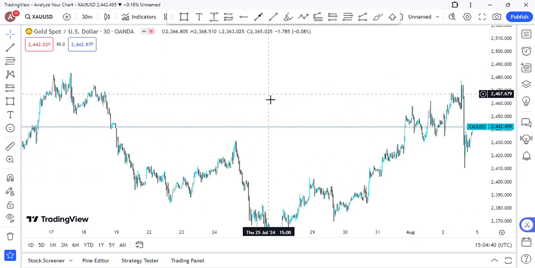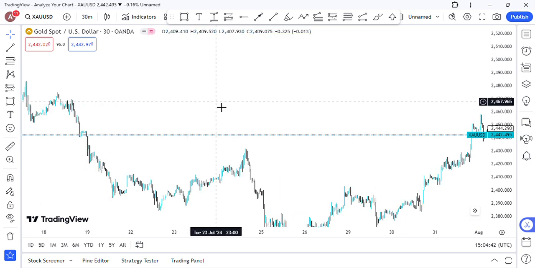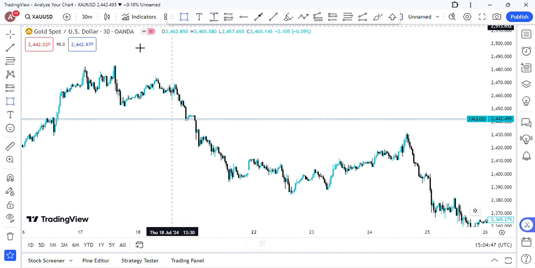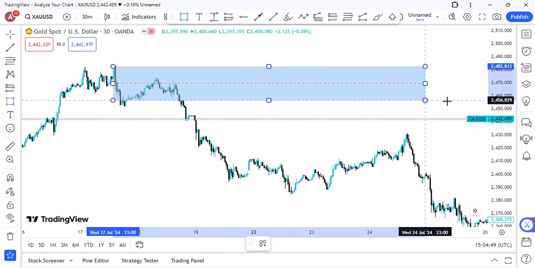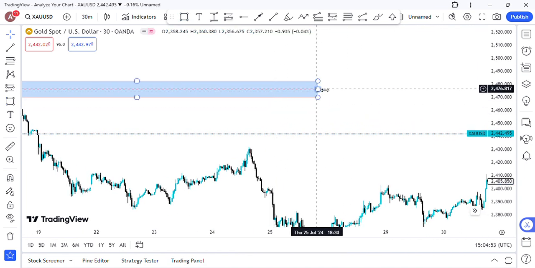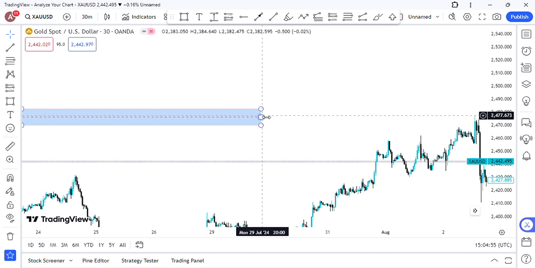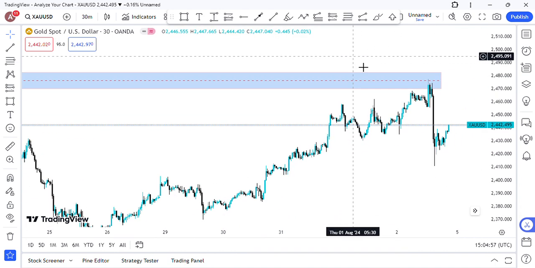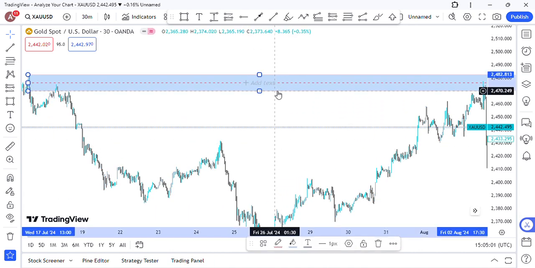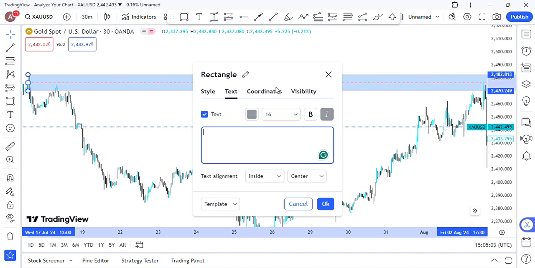So we highlight the order block there, which is the last bullish candle before this massive move. That becomes our order block. Okay, so this is our order block. Like I'm saying, a supply zone is where we have price falling massively from. So this is our supply. We call it supply.